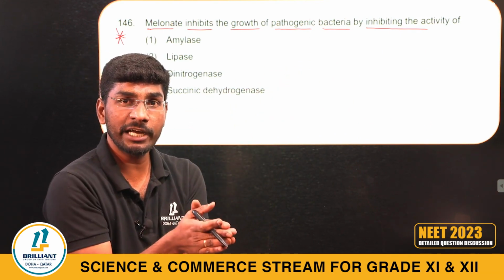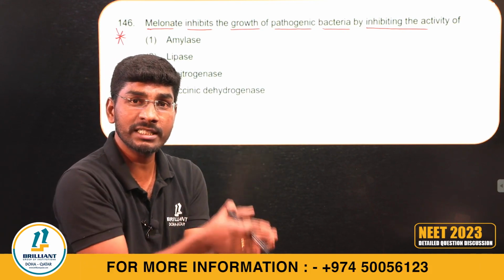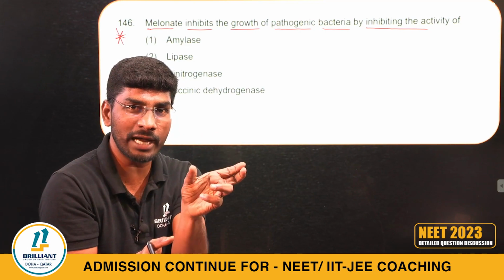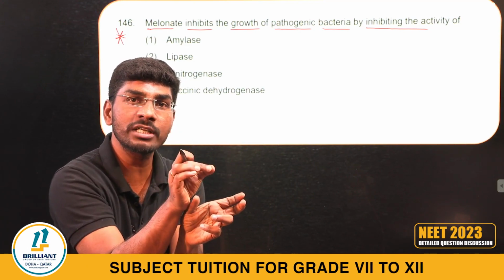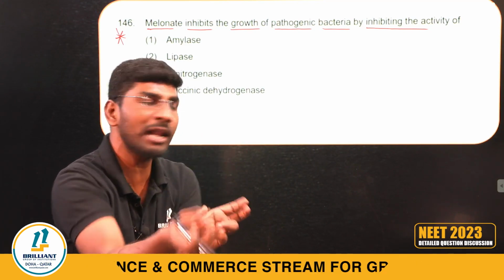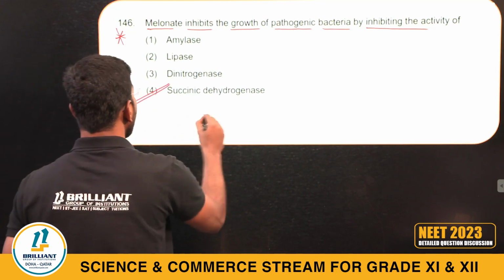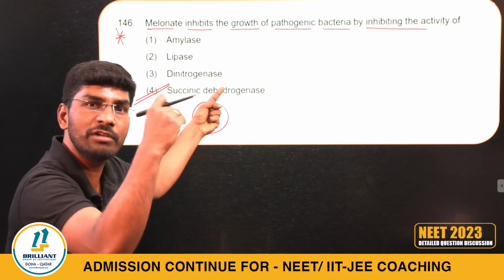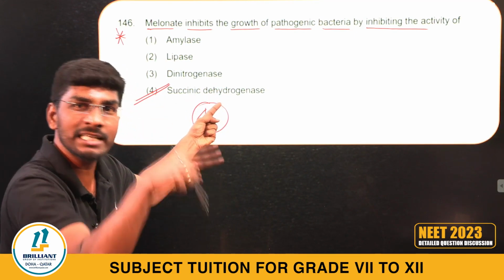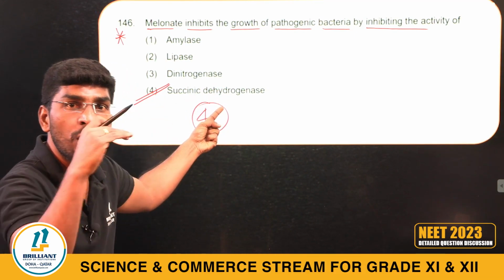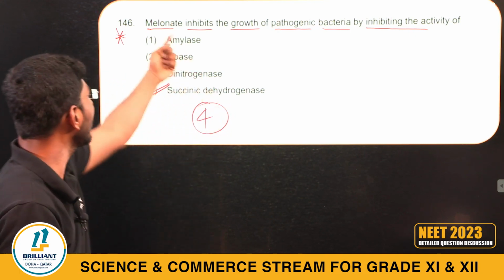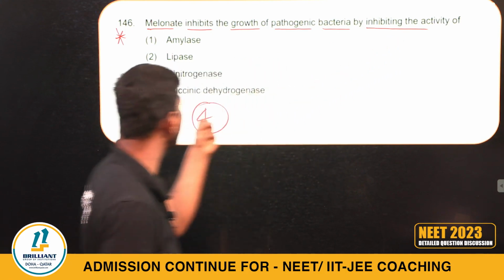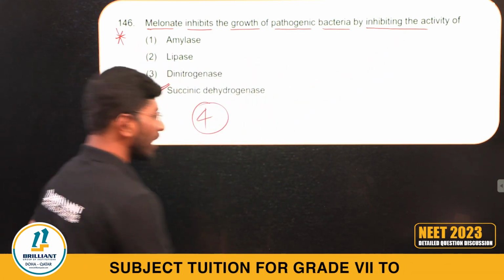Fumarate, succinic dehydrogenase enzyme: succinic acid is converted to fumaric acid. Yes or no? So in that reaction, the succinic dehydrogenase enzyme will be competing with what? Malonate. So we will go with what? Succinic dehydrogenase enzyme. Succinic dehydrogenase enzyme capacity will reduce. So succinic acid will not convert into fumaric acid. That's how the bacterial reaction will slowly go down. Malonate inhibits the growth of pathogenic bacteria by inhibiting the activity of succinic dehydrogenase.